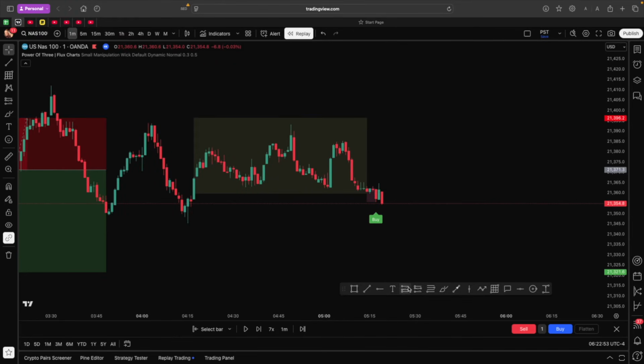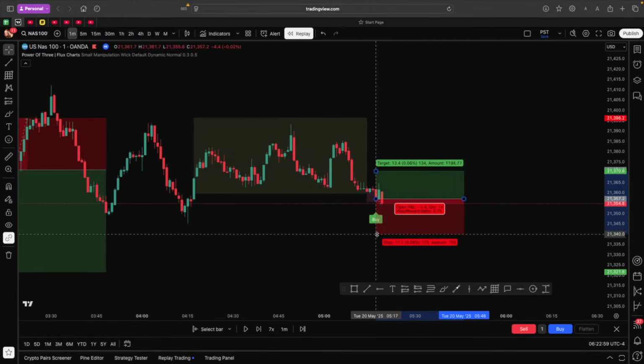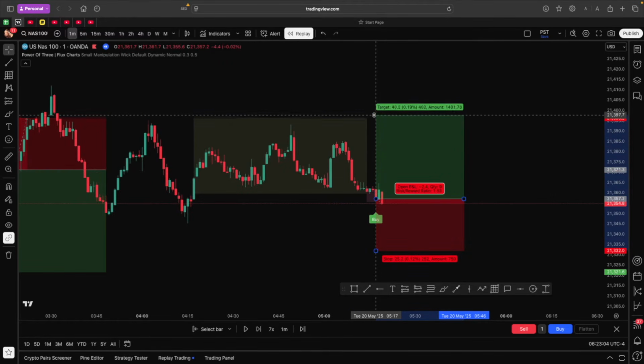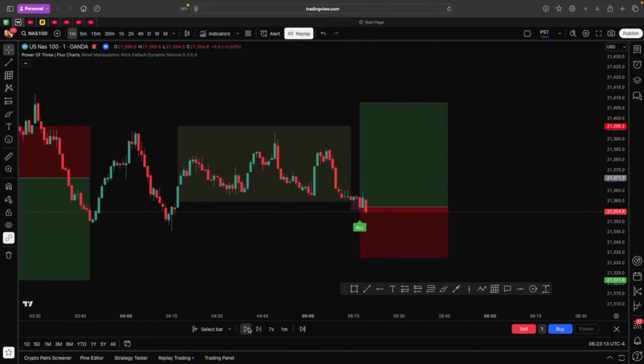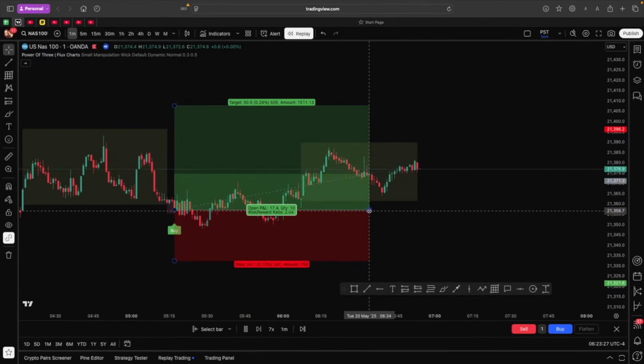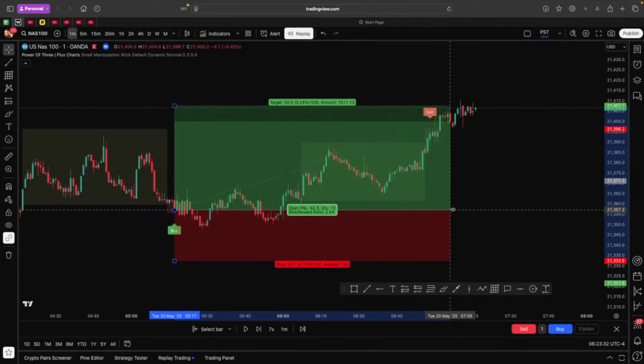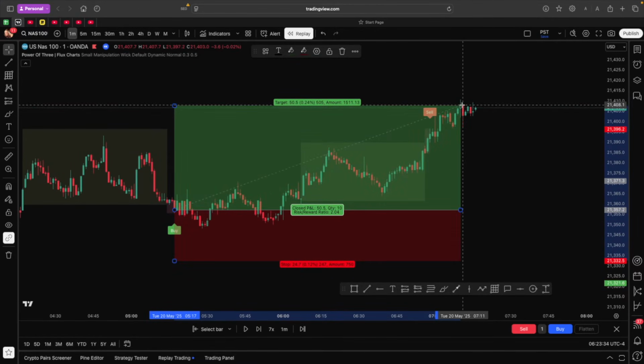There we go. So on this candle right over here, on the close, we enter with a 250 pip stop loss. And we have a 1 to 2 risk reward. So in total, that's going to be about 500 pips. So let's see what happens. There we go. We hit our stop loss right over there.